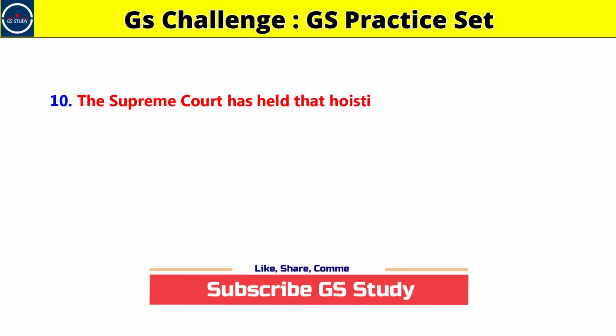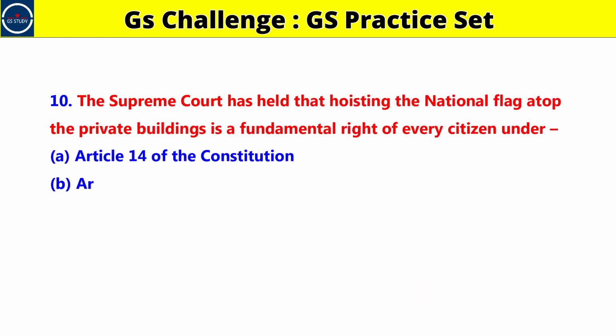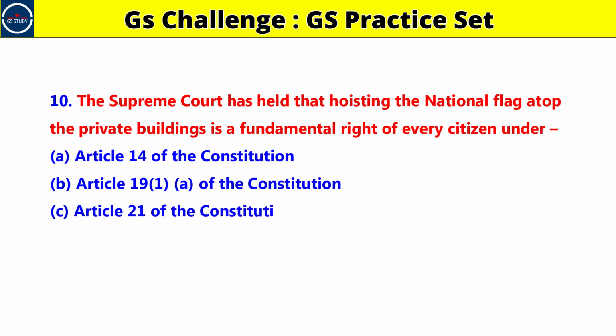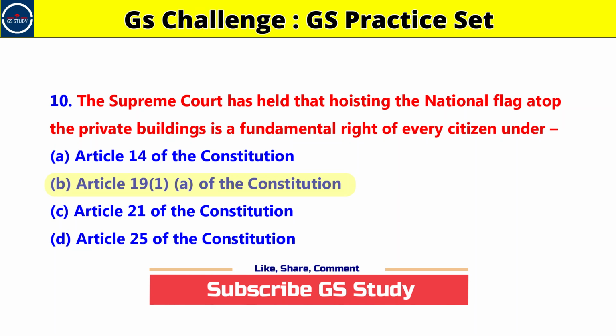10. The Supreme Court has held that hoisting the national flag atop private buildings is a fundamental right of every citizen under: A. Article 14 of the Constitution. B. Article 19(1)(a) of the Constitution. C. Article 21 of the Constitution. D. Article 25 of the Constitution. Correct answer: B. Article 19(1)(a) of the Constitution.